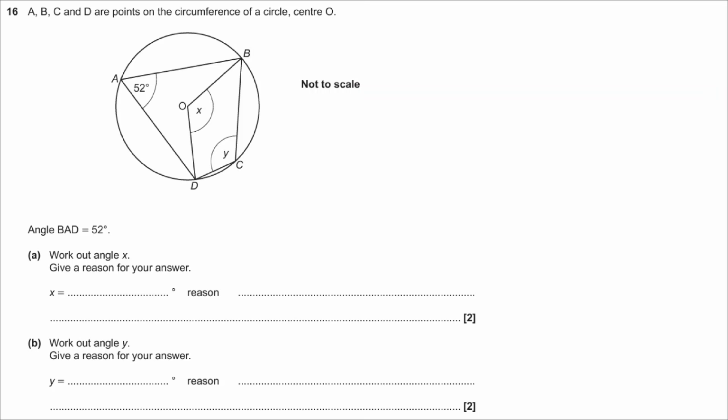Question 16a, circle theorem. So you've got A, B, C, D are points on the circumference of a circle. So you've got a cyclic quadrilateral here, A, B, C, D. Angle BAD, where the middle one is the angle you're looking for, as you can see on the diagram. So you've got BAD is 52. Work out the value of x, which is here. Give a reason for your answer. Now x is going to be equal to 104, and the reason is angle at the center is double the angle at the circumference. It's one of your circle theorems.